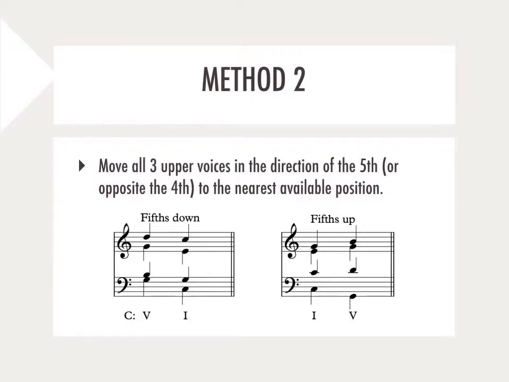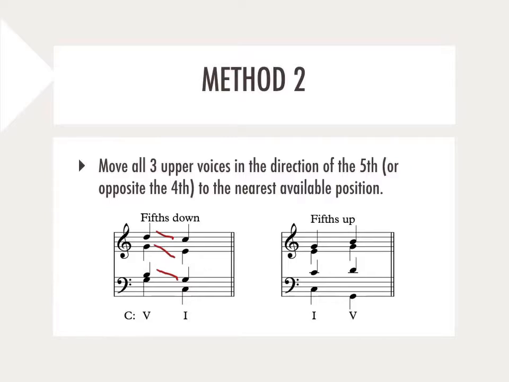In method 2, move all the upper voices in the direction of the fifth, or opposite the fourth, to the nearest available position. Remember, the nearest available position is no more than a third from one voice to the next. Look at the first example. Since the fifth is going down, all 3 upper voices will move down to the nearest available position. So, D goes down to C, G goes down to E, B goes down to G.